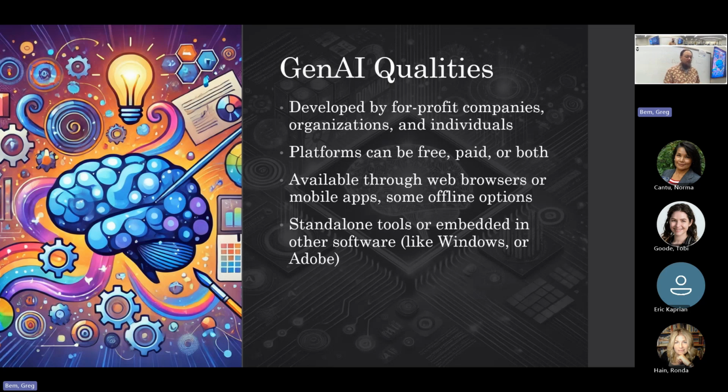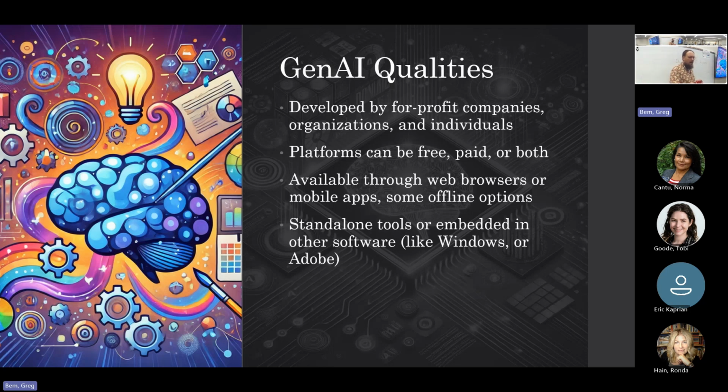It's been really emerging in the last couple of years. That's how a lot of people are developing AI. They're just out there experimenting in their free time if they're not working for a huge tech company. A lot of these platforms do have free versions, but they're also offering paid versions. They're available on your mobile device, on your computer. A lot of them require an internet connection, but some are available offline.